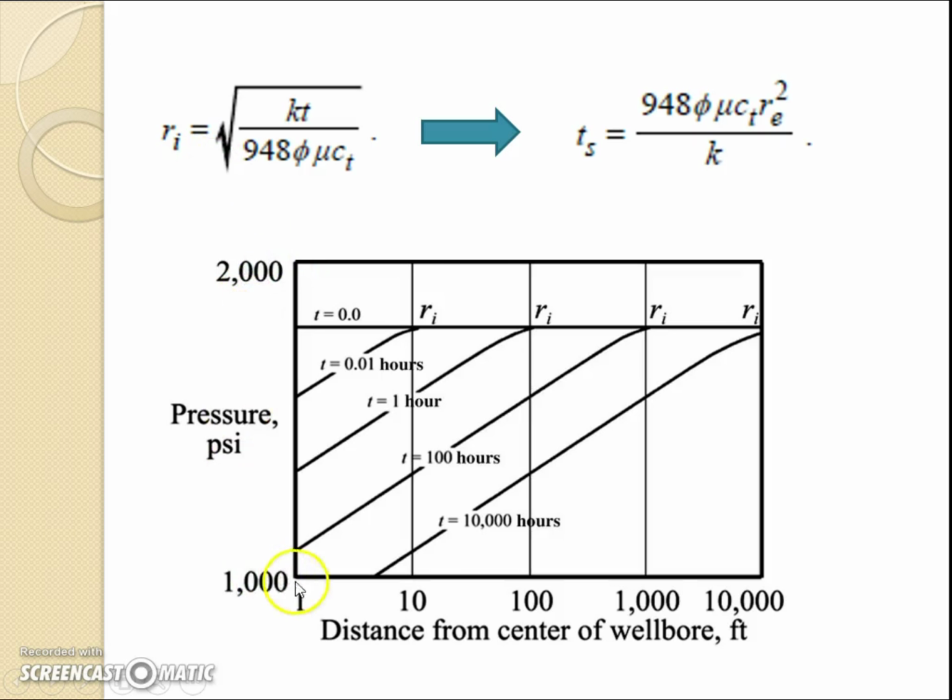Assuming that this is your wellbore, and you have a pressure disturbance at 1600 psi. From time equal to 0.01 hours to 1 hour, we can see that the pressure disturbance has propagated 10 feet from the wellbore, and as time goes by, the distance will keep increasing.